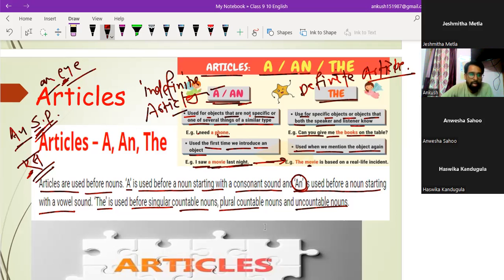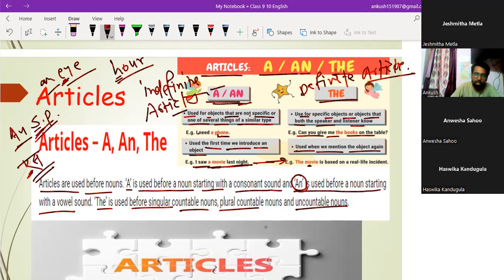Even some words start with a consonant letter, but their sound starts with a vowel, like "hour". Here H is silent, where we do not pronounce it. Okay, "an hour". Understood?